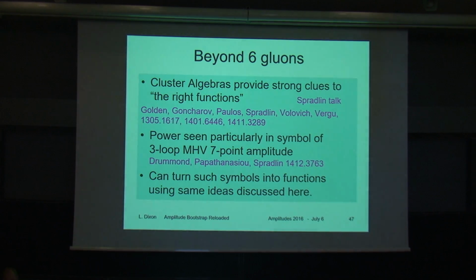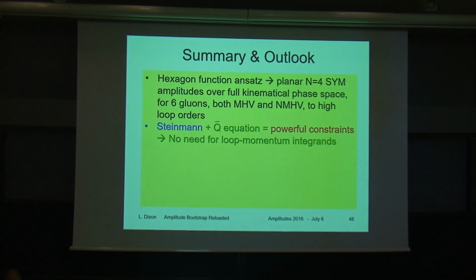Beyond 6 gluons, we heard from Mark Spradlin that cluster algebras provide very strong clues to the right functions, and they've made some amazing progress in constraining the 3-loop NMHV 7-point amplitude. Mark and James Drummond and Yorgos Papathanasiou. This sort of co-product or derivative-based approach and methods for fixing zeta values can also be applied in this 7-point case, although that's work in progress. So we can hope to have the same kind of function level advances at the 7-point level soon that I've described here for the 6-point case.